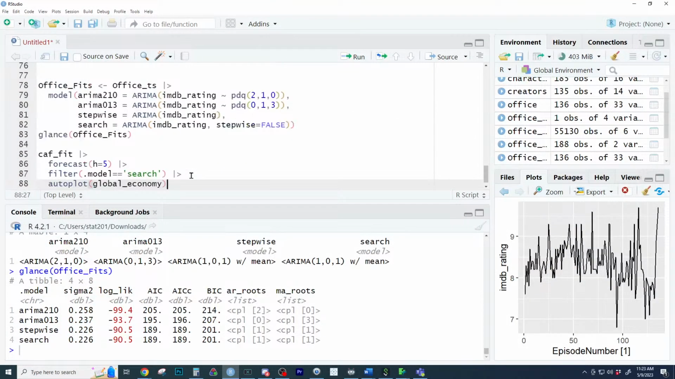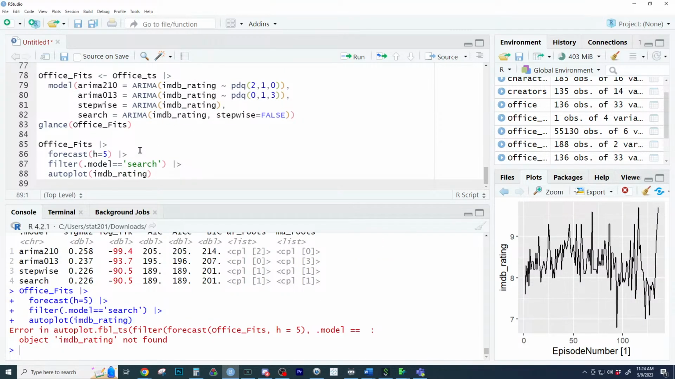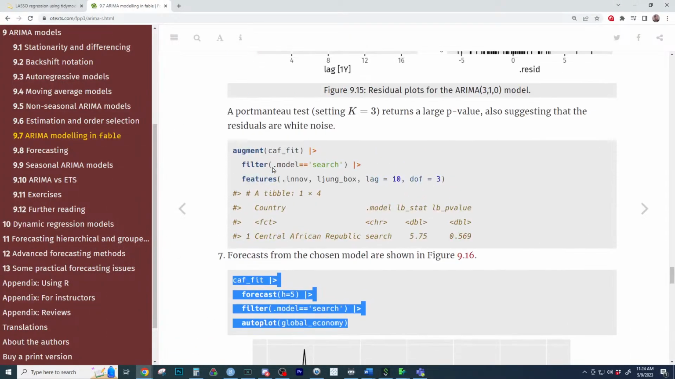So here we go. We're going to take our Office fits. If the Office had continued on, we're going to take the search model and plot IMDb rating. So if the Office had continued, IMDb rating not found. Why is it not found, IMDb rating? Do we have to update the fits?